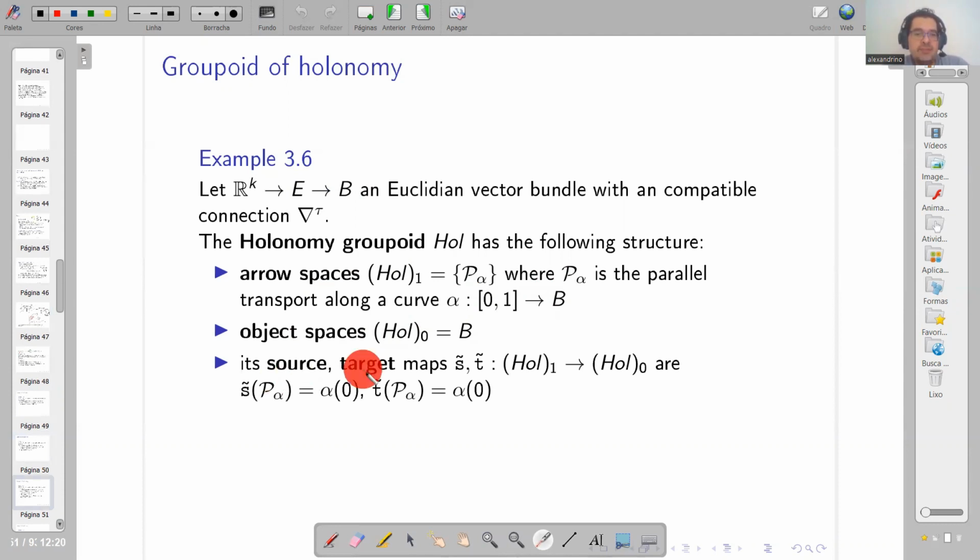Source and target maps. They are maps from the arrow space to the object space. In our example here, the source of a parallel transport is just the start point of your curve. The target of your parallel transport is just the endpoint of your curve. So when you think about a groupoid, we think about a manifold, sometimes not Hausdorff, with a submersion.